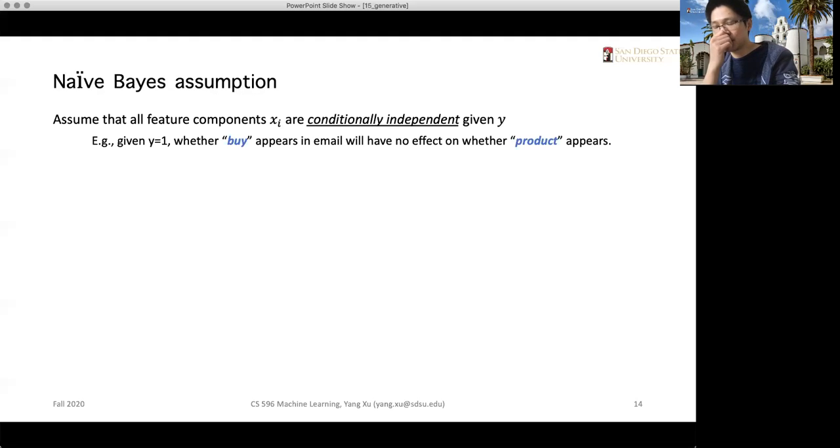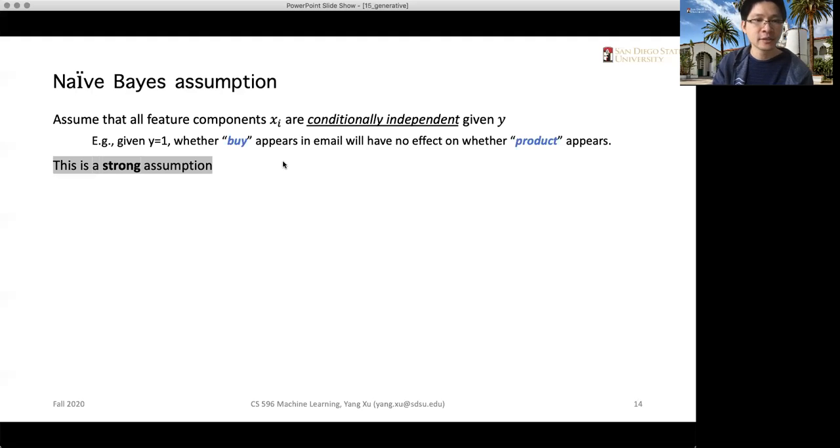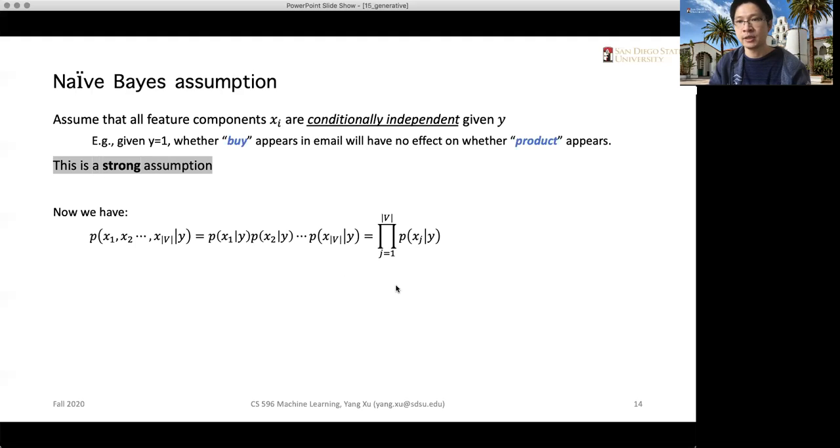time and make it a feasible problem. This is a very strong assumption because by the nature of language, we know that the words that appear in the same text are more or less related, not totally independent. That's why we say this is a strong assumption. It's for the convenience of computation, but it is not necessarily the truth.